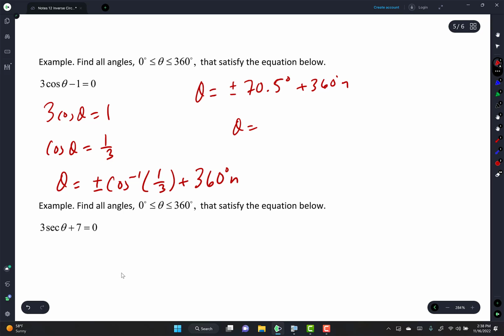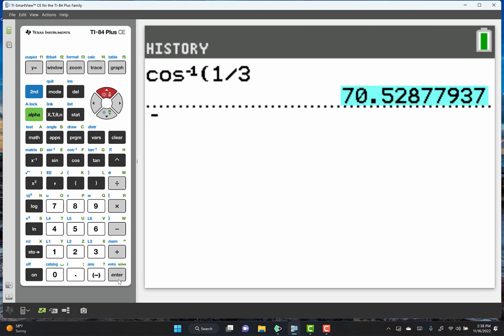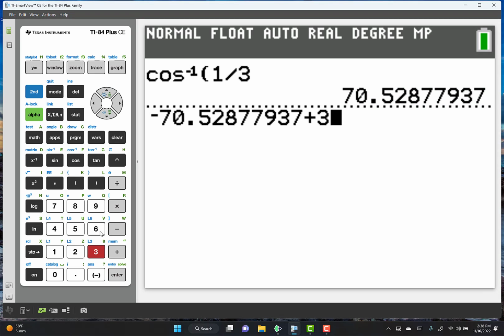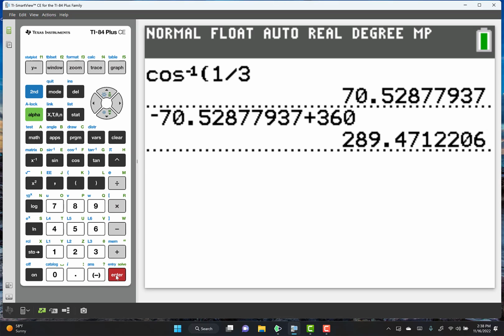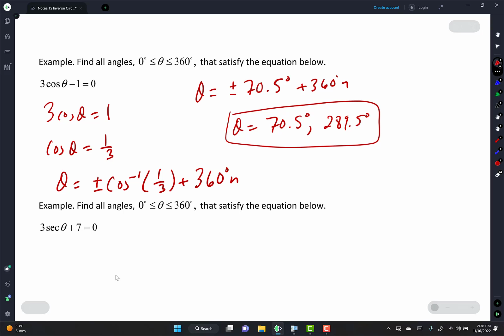So my first answer is 70.5 degrees. The next answer is the negative plus 360. So I'm going to go back to my calculator. I push the negative. I scroll up. I push enter. Plus 360. I push enter again. 289.5 degrees. And that's it. Because if you take the 70.5 and add 360, you'd be outside the domain. Cool? Okay.